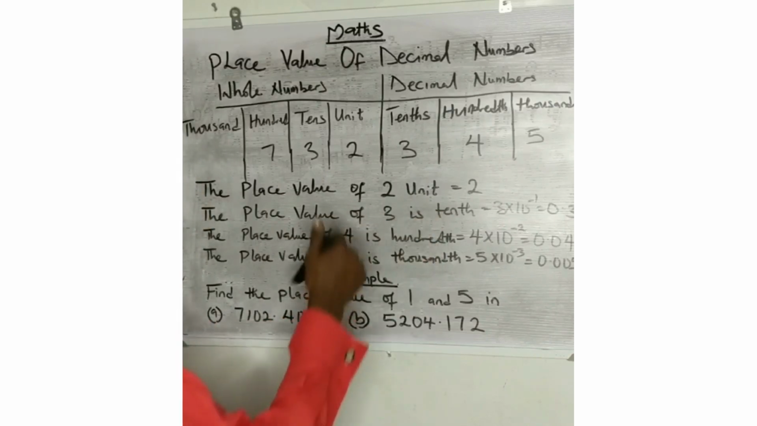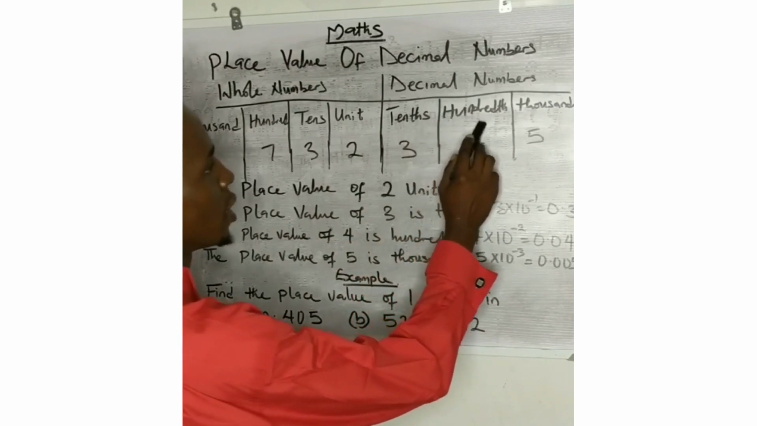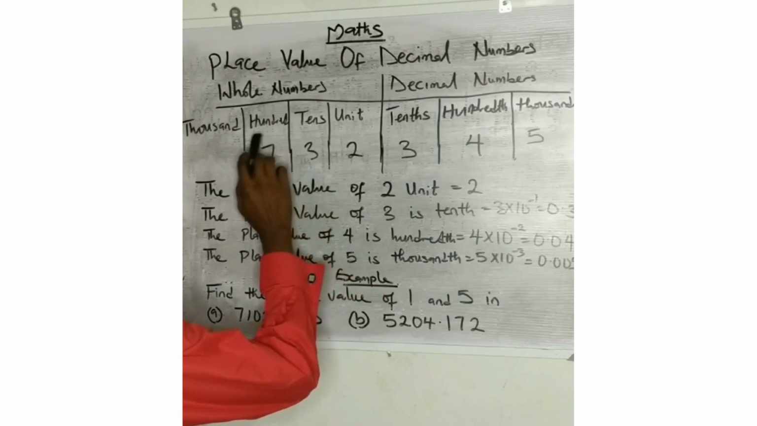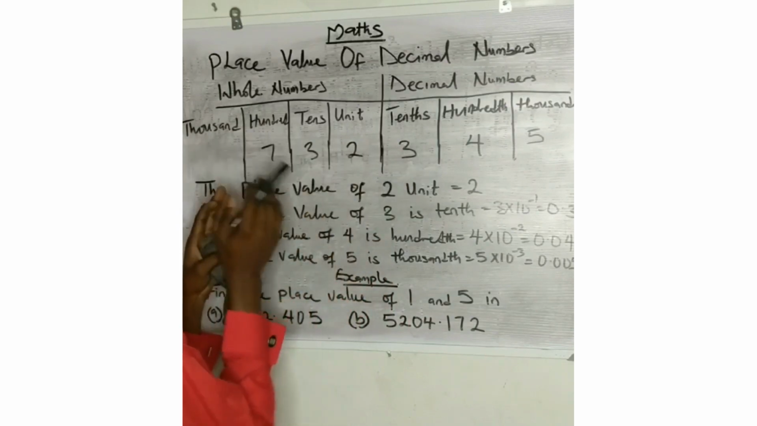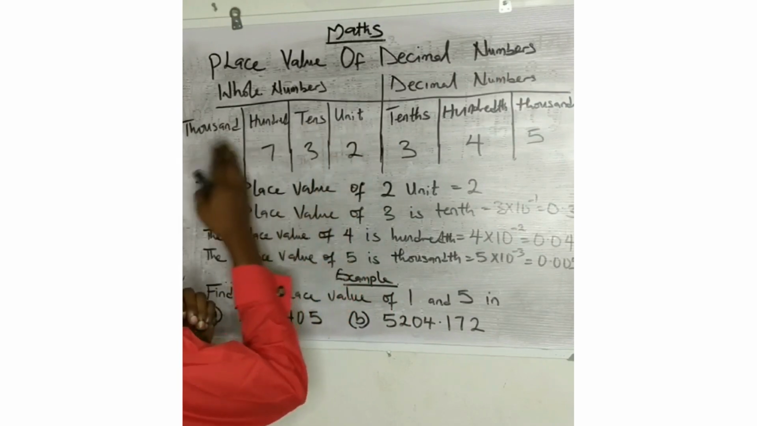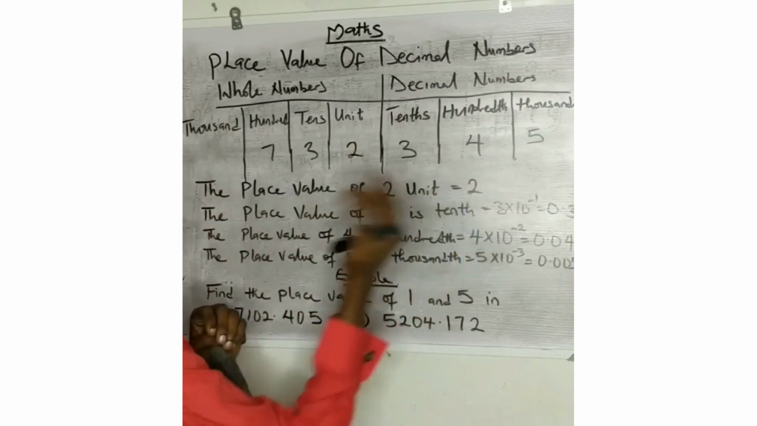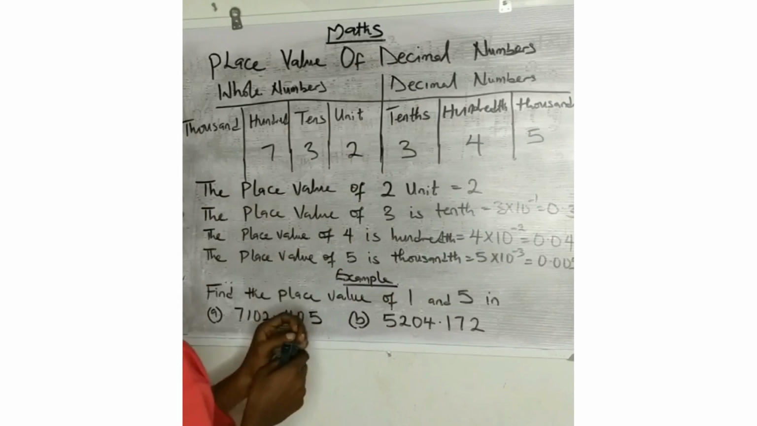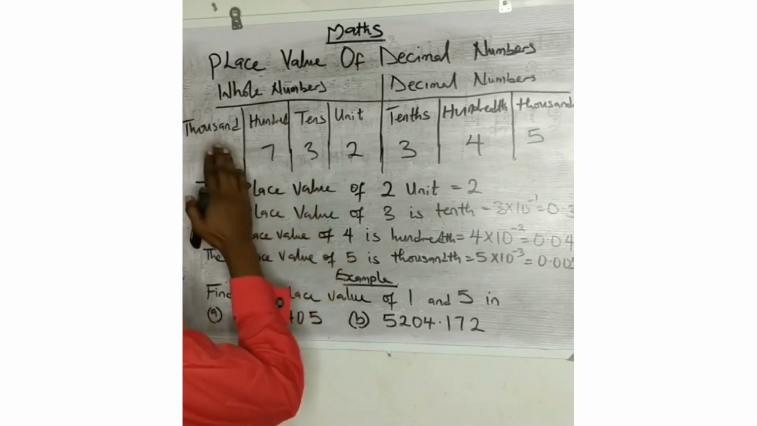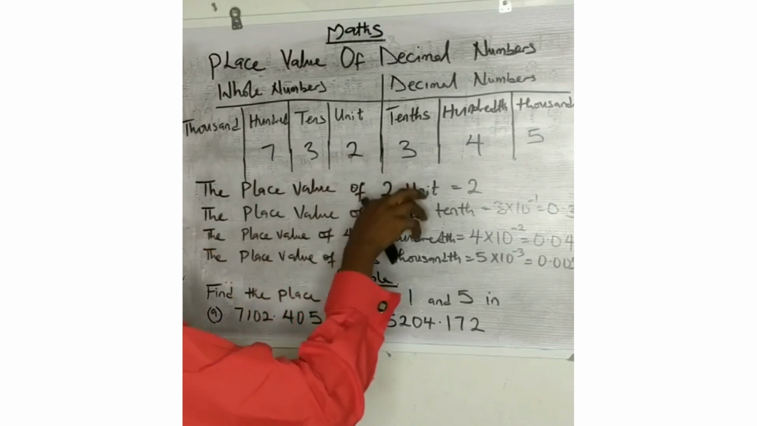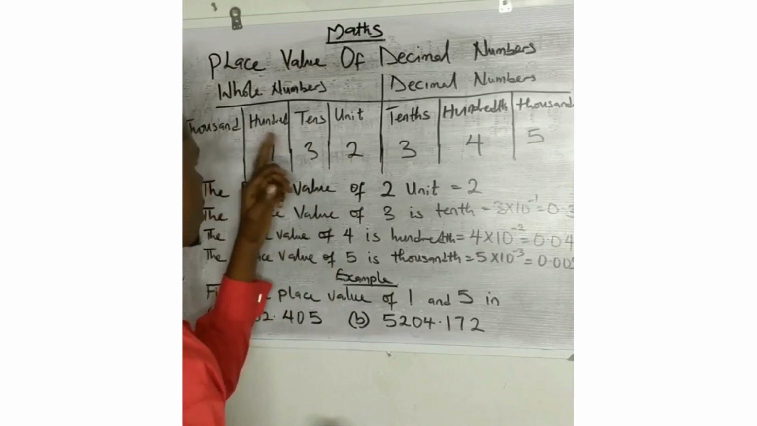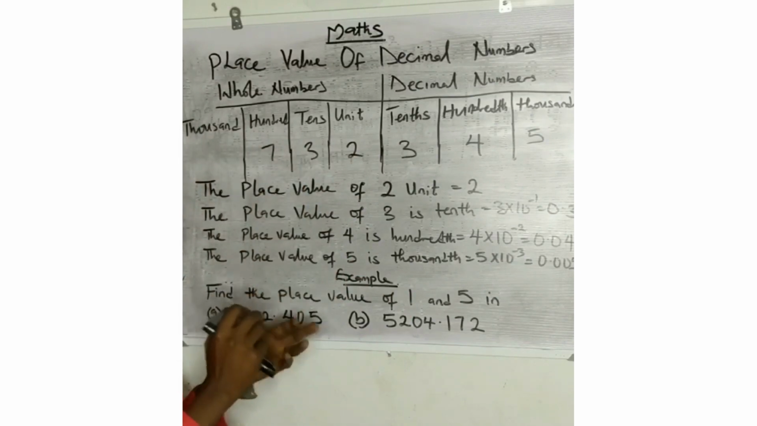Now you see that here we have tenth, hundredth and thousandth. Then here we have unit, tens, hundred. If you compare the whole numbers and the decimal, you discover that we have unit in the whole number side, while in the decimal part we don't have unit. And the tens in the whole number part is different from the decimal. Here we have tenth, and this one is tens. So that's the only difference.